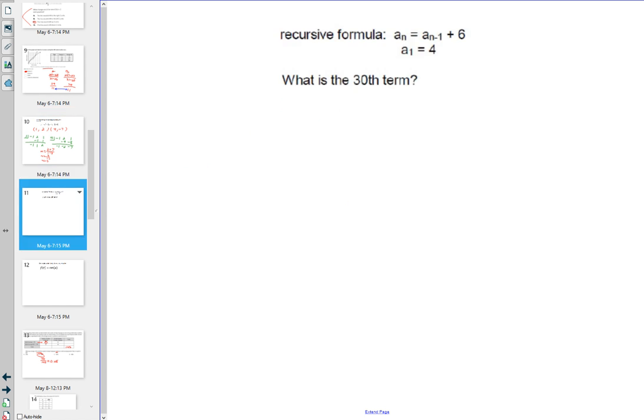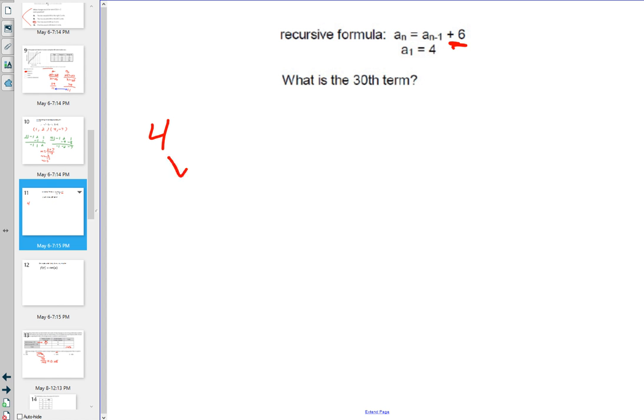Recursive formula. What is the 30th term? All right. So when you want to find a term off in the distance, if you're going to do so recursively, you'd have to do it one by one. So what this is telling you here recursively is that we're starting with 4, and we're supposed to be adding 6 each time. What type of sequence is this, if we're adding 6 each time?